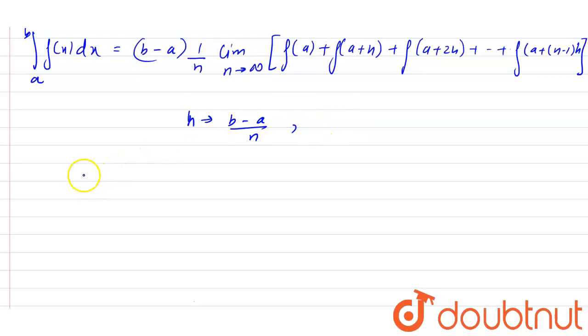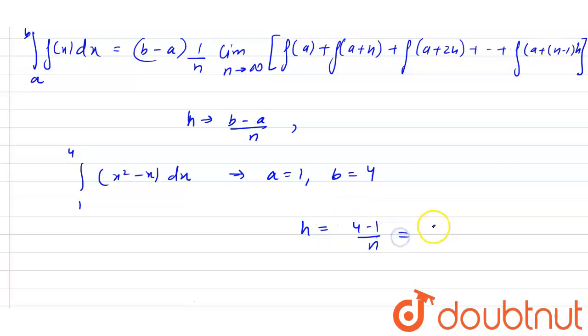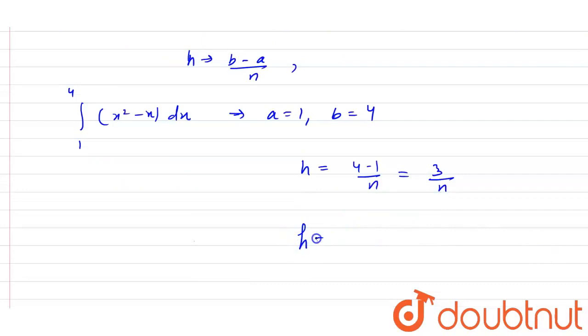Now the given function is integral from 1 to 4 of x square minus x dx. So from here we can say that our a is equal to 1, b is equal to 4. So we can write our h is equal to b minus a by n, 4 minus 1 by n, which is equal to 3 by n. So our h is equal to 3 divided by n.